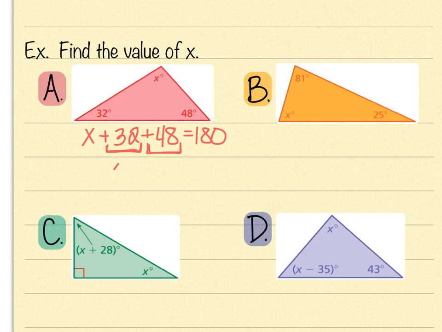that's going to make 80. So x plus 80 equals 180. And then I can solve it from there. By subtracting 80 from both sides, we get x equals 100.